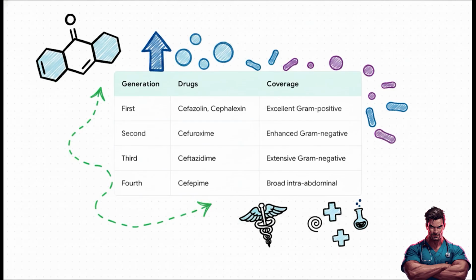Moving on to cephalosporins, we categorize these by generations. And the key trend to memorize is that as pharmaceutical scientists created successive generations, the level of gram-negative coverage increases. So your first-generation drugs like cefazolin and cephalexin, fantastic for gram-positive bacteria. But by the time you step up to the third generation with ceftriaxone, you're getting extensive gram-negative coverage.